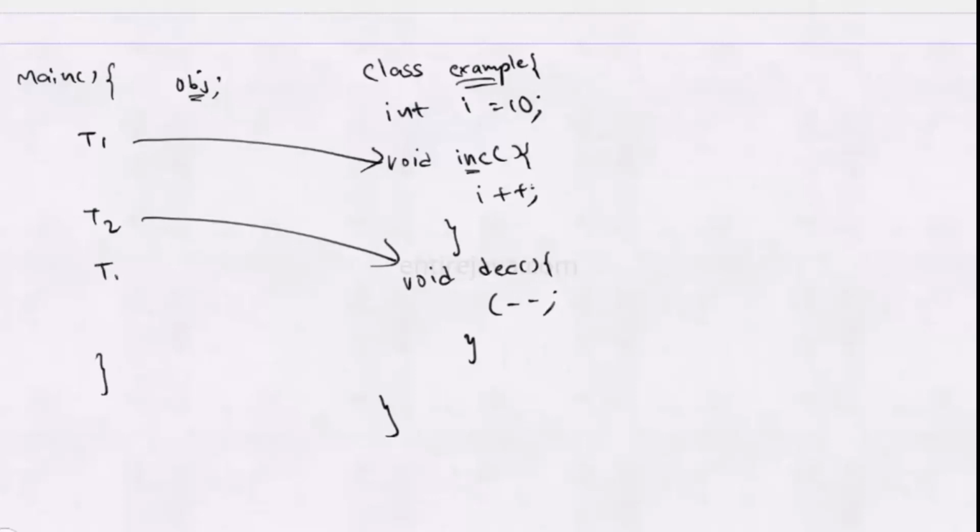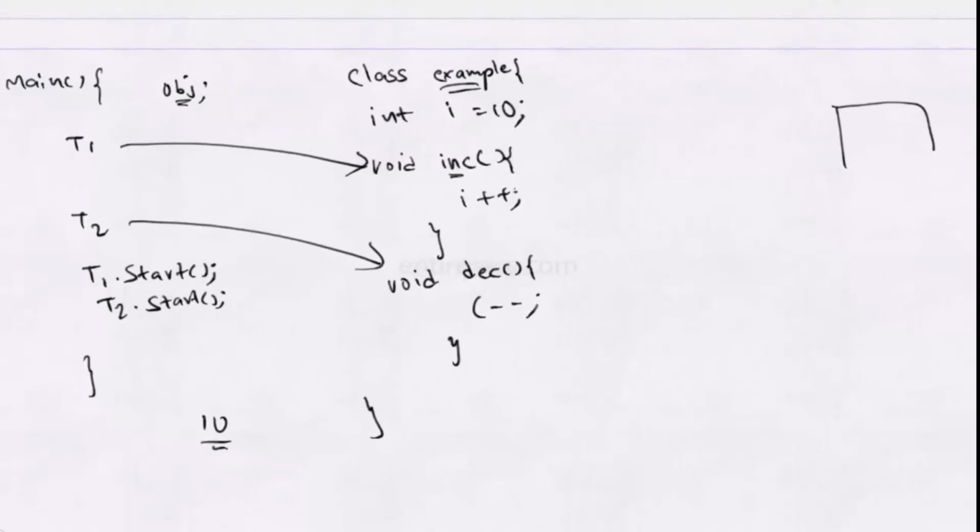Now I do t1.start, t2.start. What is the expected output here? What I would expect is I will increment the value of 10 by 1, which will make it 11, and then I decrement it back to 10. So the result I'm expecting is 10. But that may not be the case. Let me explain to you why.